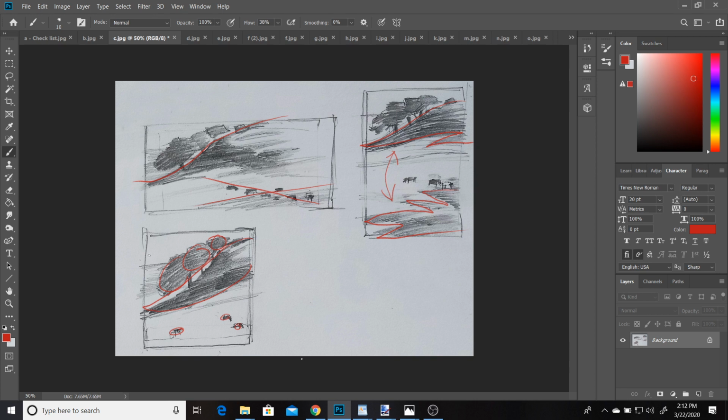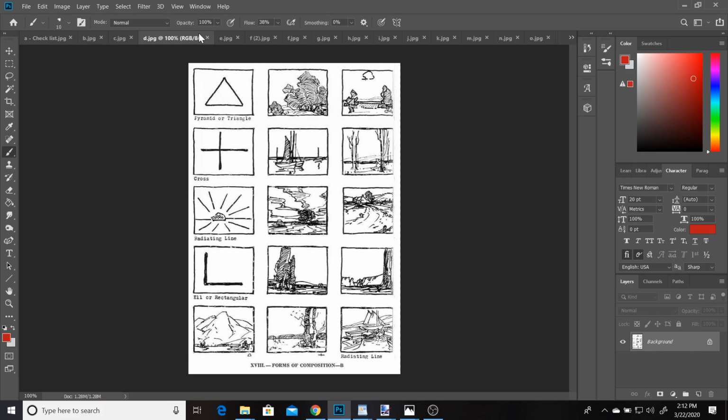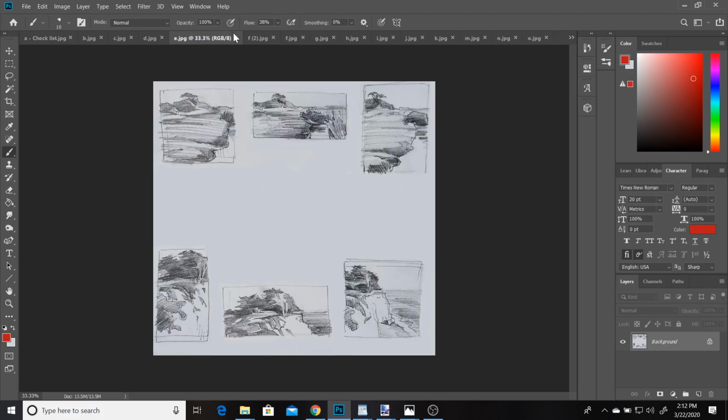So how does this relate to the checklist? Well, which one of these would be more interesting to me? Here's a same class working from photos. This is working from a photo here. This is working from a photo here. And notice how each one of these have a very different feeling going on based on how it's composed and what I tend to emphasize.